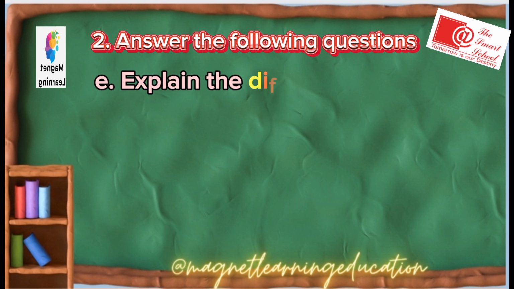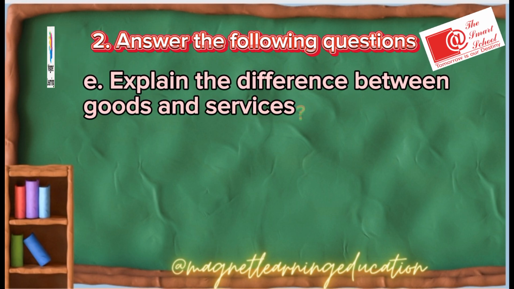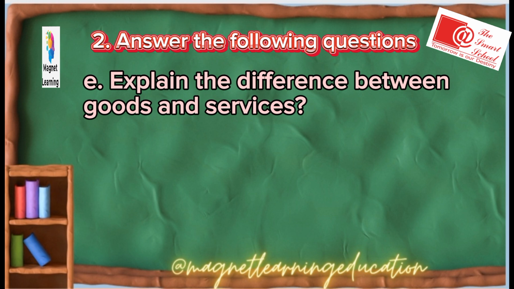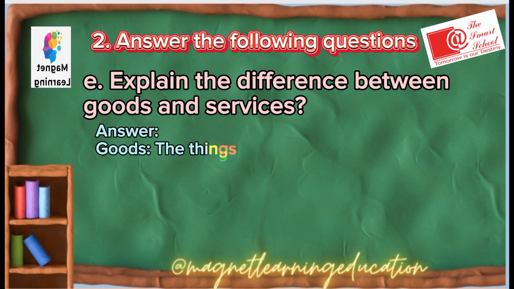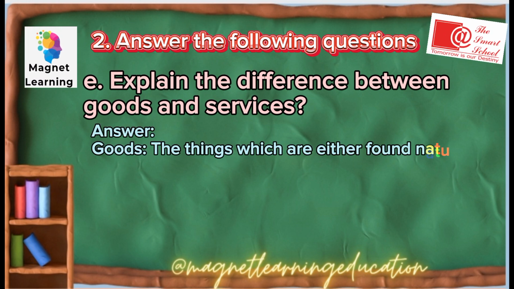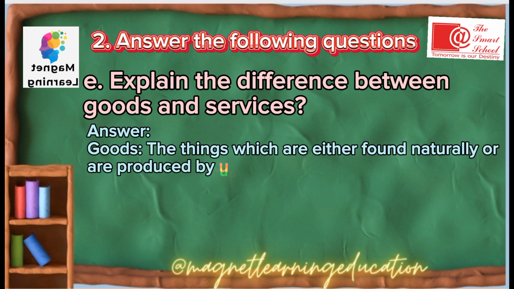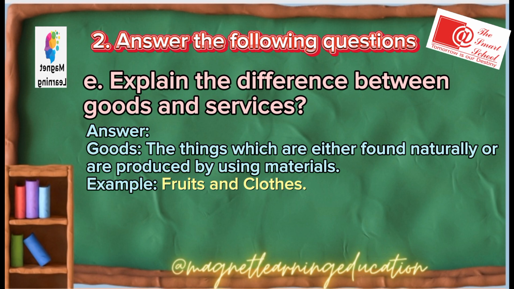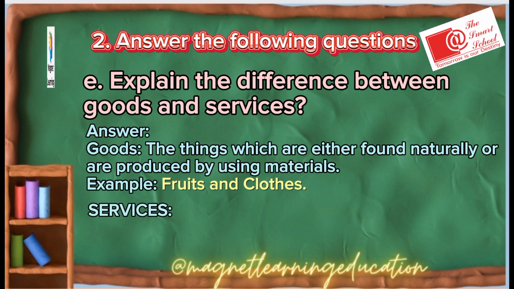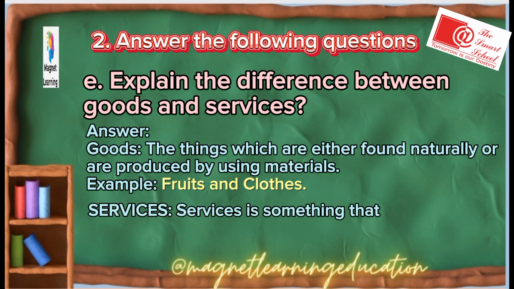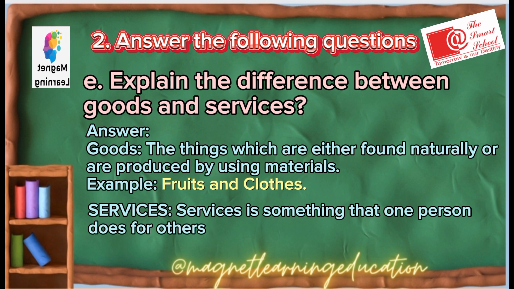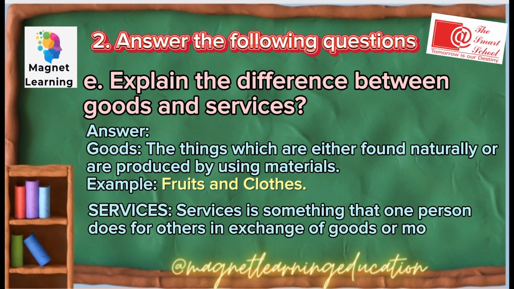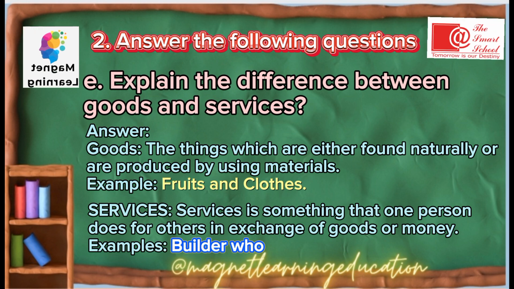E. Explain the difference between goods and services. Answer. Goods. The things which are either found naturally or are produced by using materials. Example: fruits and clothes. Services. A service is something that one person does for others in exchange for goods or money. Example: a builder who builds houses.